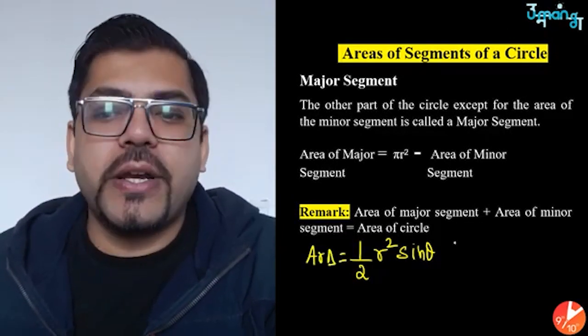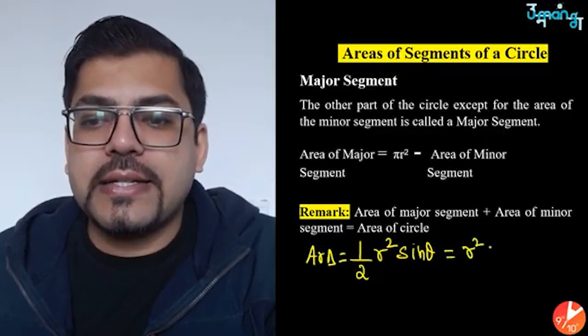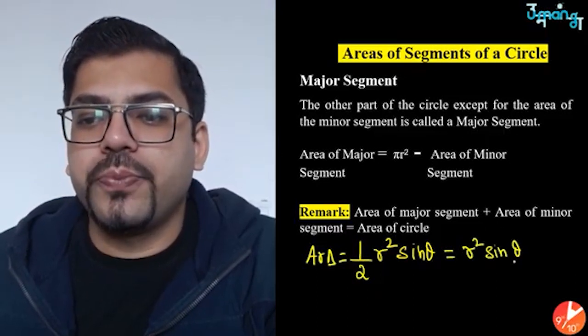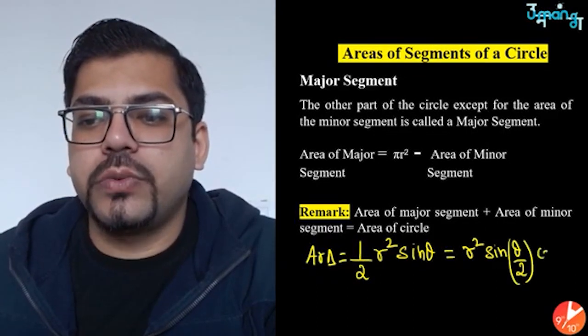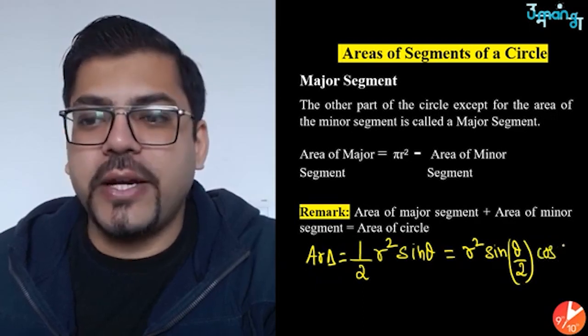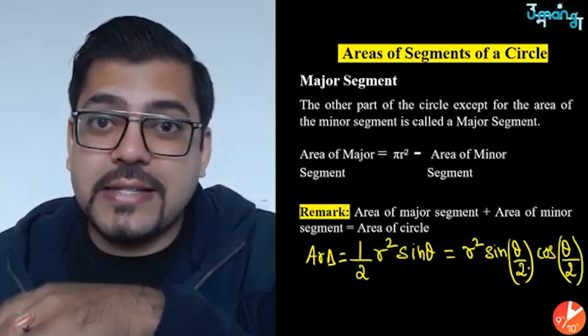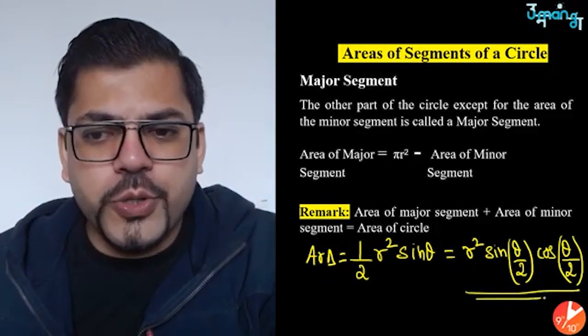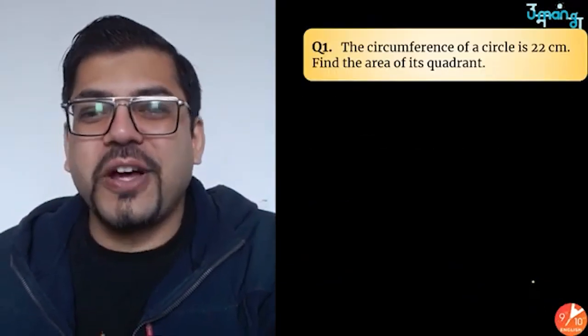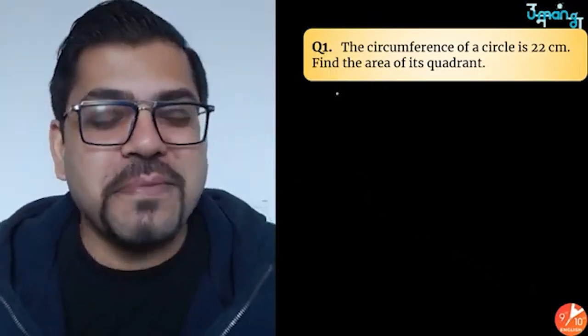So this can also be written as equals to r square sine theta by 2 into cos theta by 2. R square sine theta by 2 into cos theta by 2. So that is the area of triangle. I hope you understood that. Chalo, moving on. This is the first question, so let's practice it.